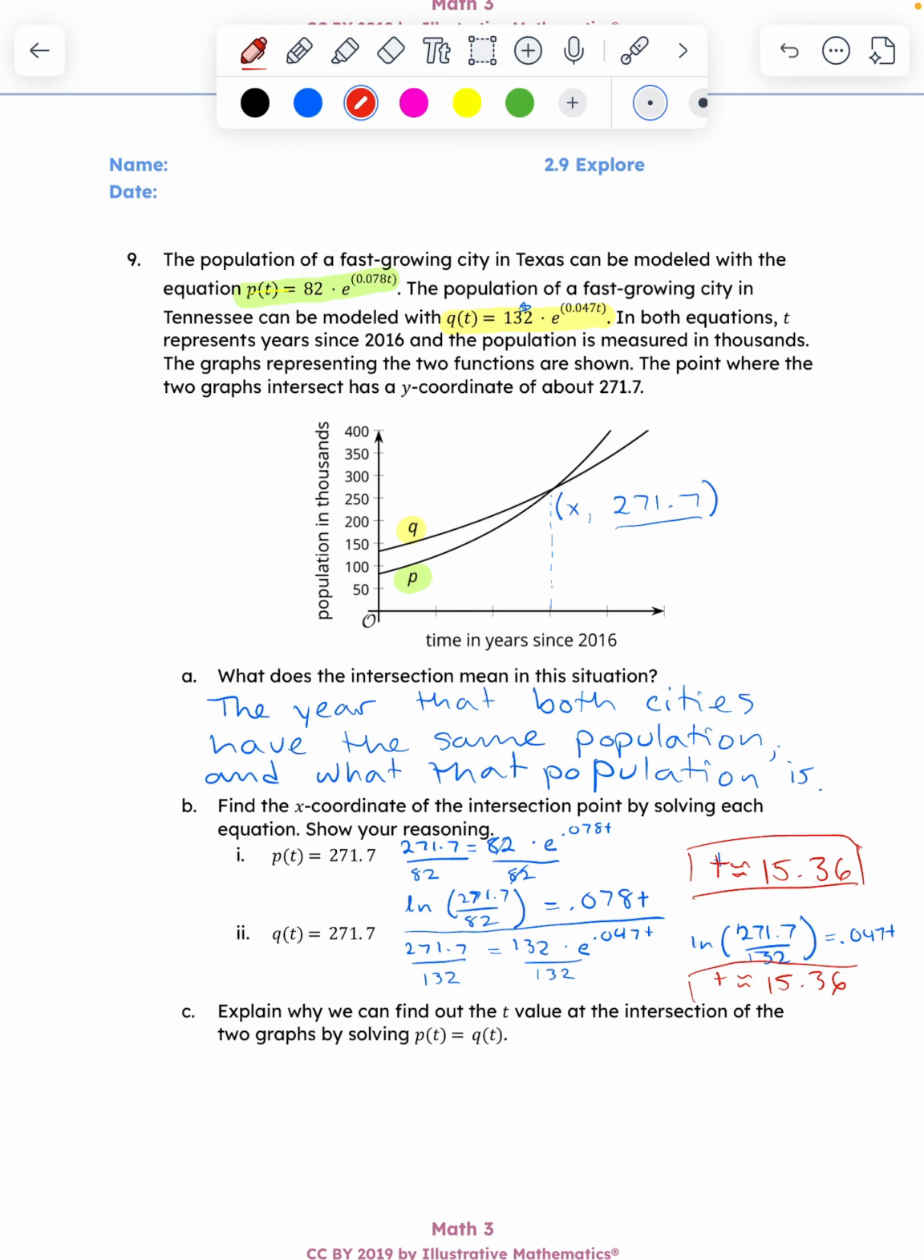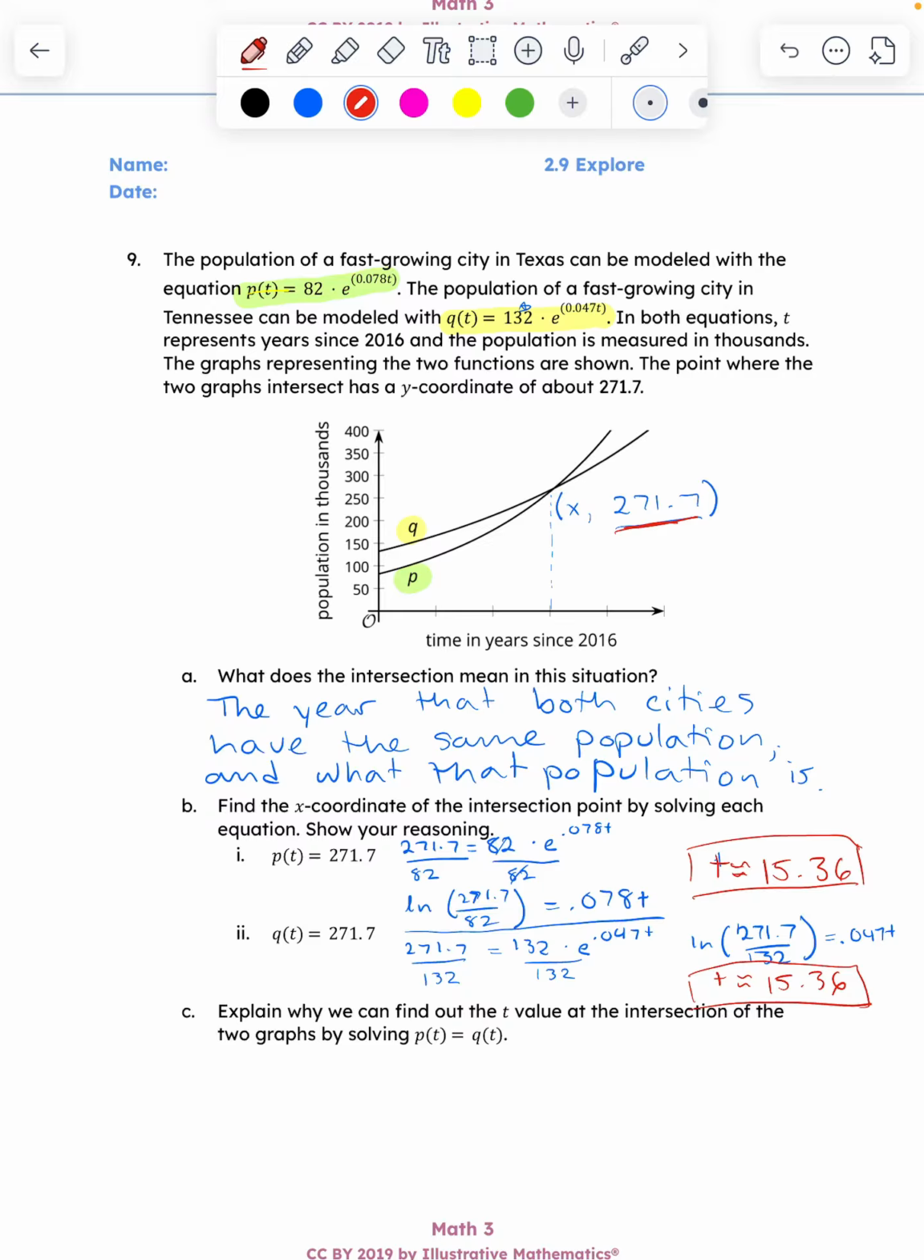We just explained clearly why when our y is equal to 271.7, our x's should be the same. If we then got something different here, that would be a really good clue to check our work, right? Probably plugged something into the calculator weird, who knows? But we know they should come out the same. So it's also a good check to make sure that we're doing it correctly if they come out the same.